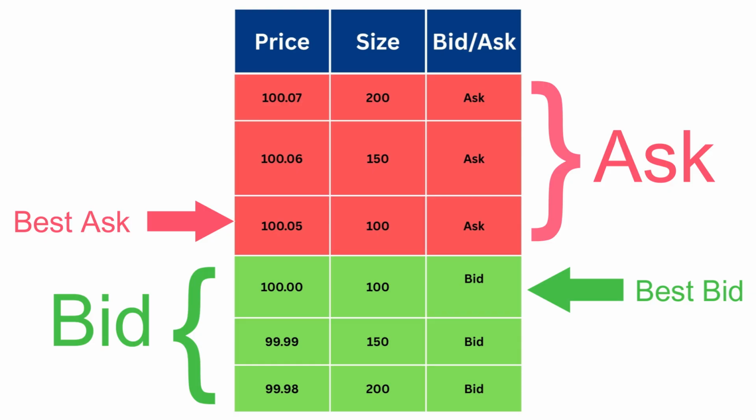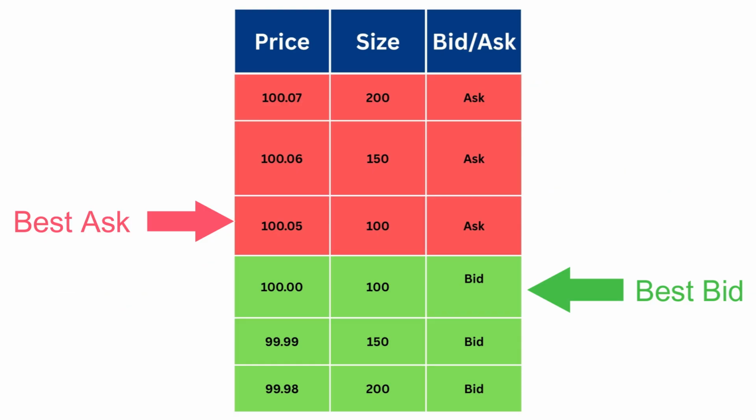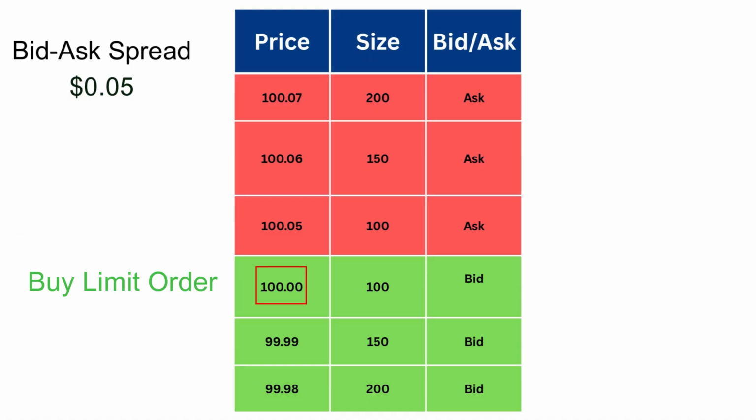In this order book, the difference between the best ask and best bid is 100.05 minus 100, which is 0.05 or 5 cents. That is your bid ask spread. Now that's exactly what market making does. The market maker simply places a buy limit order at 100 and a sell limit order at 100.05 at the same time. If both the orders get filled, they will buy at 100 and sell at 100.05. So the difference, 0.05, is the profit.